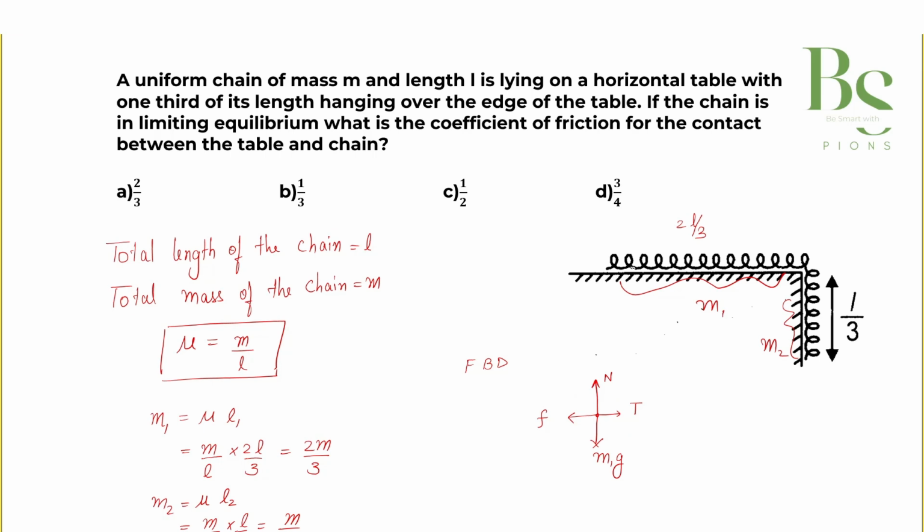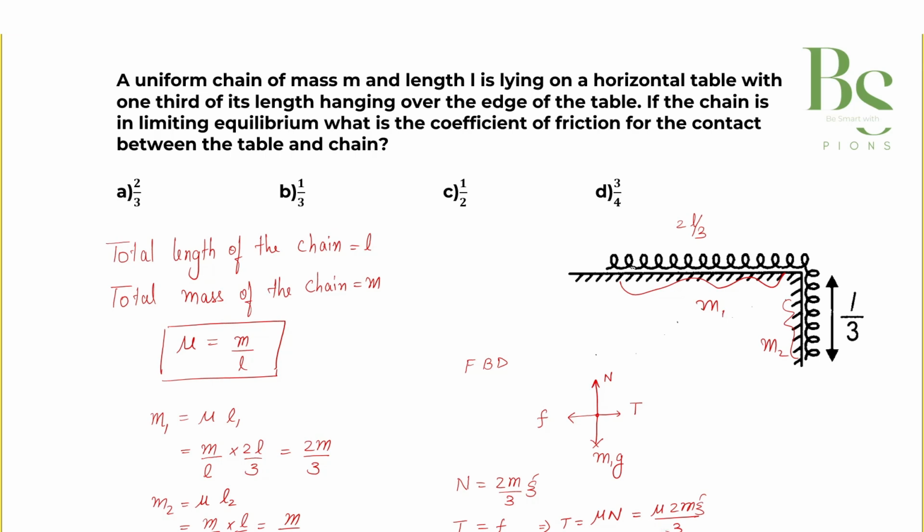So N cancels out M1g. N will be equal to M1g, and M1 is 2M by 3, so N is 2mg by 3. The tension T in the chain will be equal to the frictional force F, which implies T equals mu times N. That is equal to mu times 2mg upon 3. So this is our tension in the string.